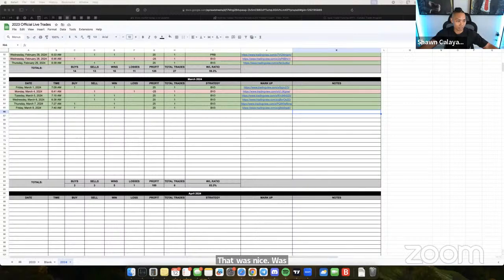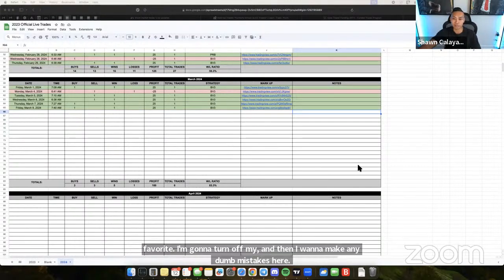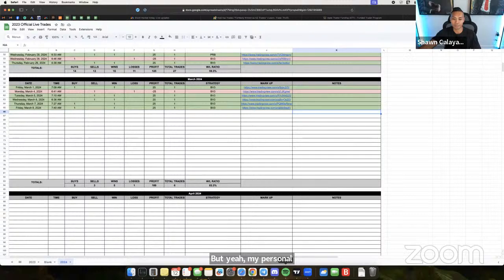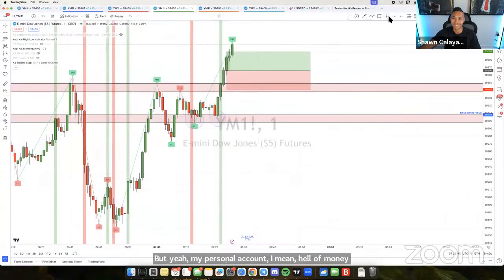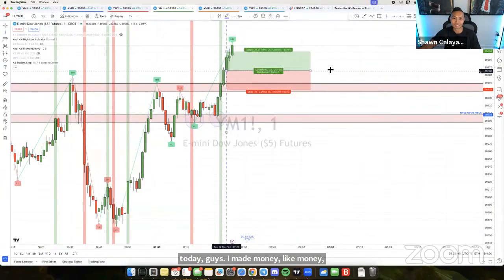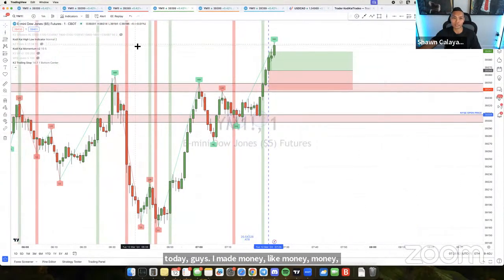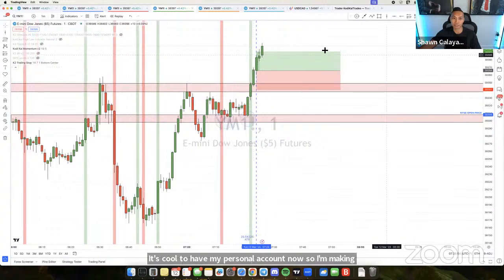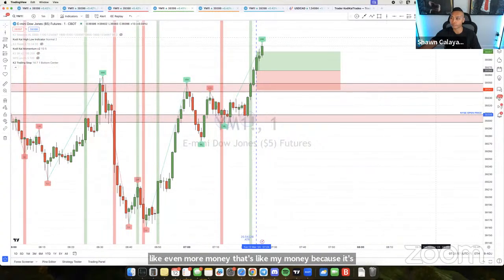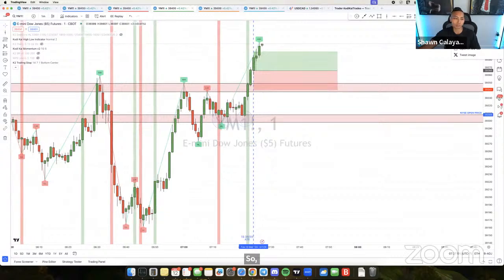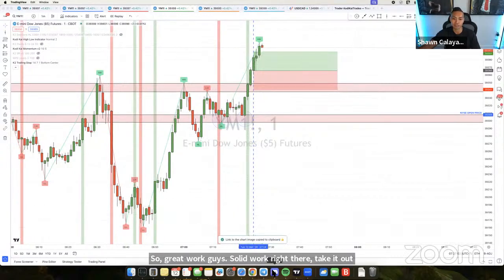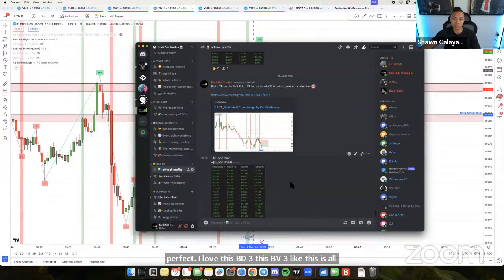I'm going to turn off my NinjaTrader because I don't want to make any dumb mistakes here. But yeah, my personal account, I made hella money today, guys. It's cool because I have my personal account now, so I'm making even more money. That's my money because it's on my personal account. So great work, guys. Solid work right there. It played out perfect. I love this BB3. This BB3, this is all I'm taking, and it works out amazing.